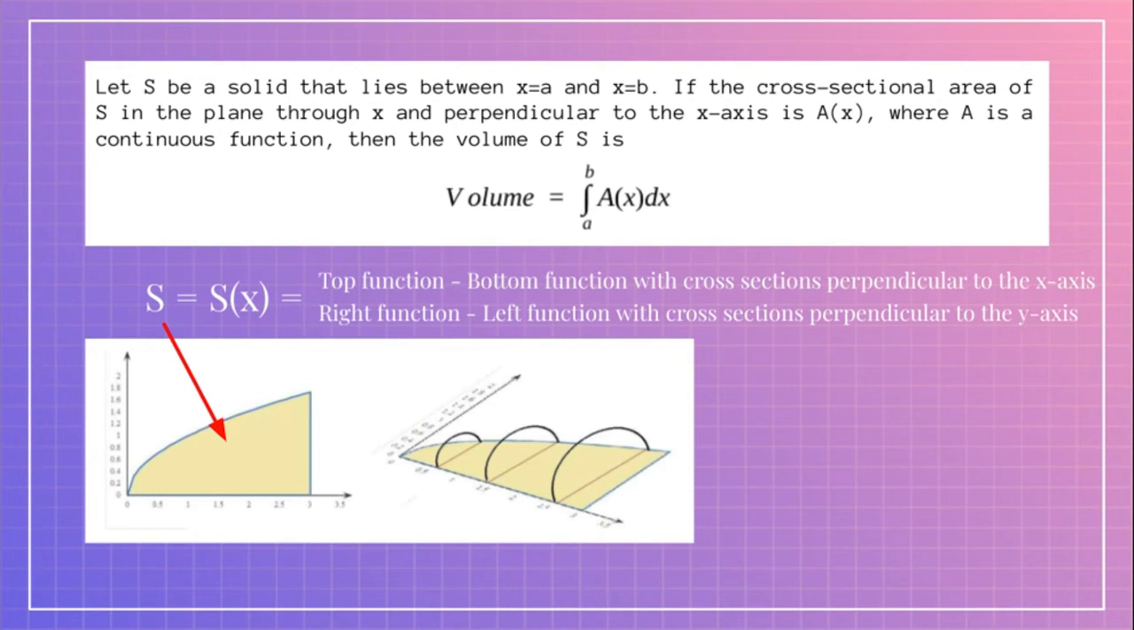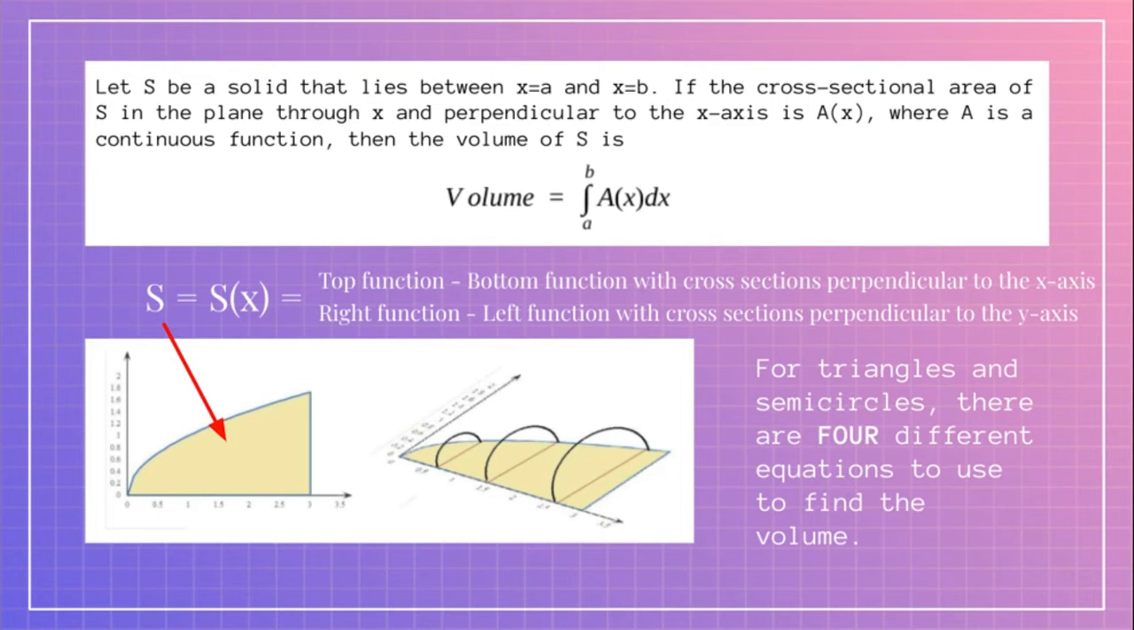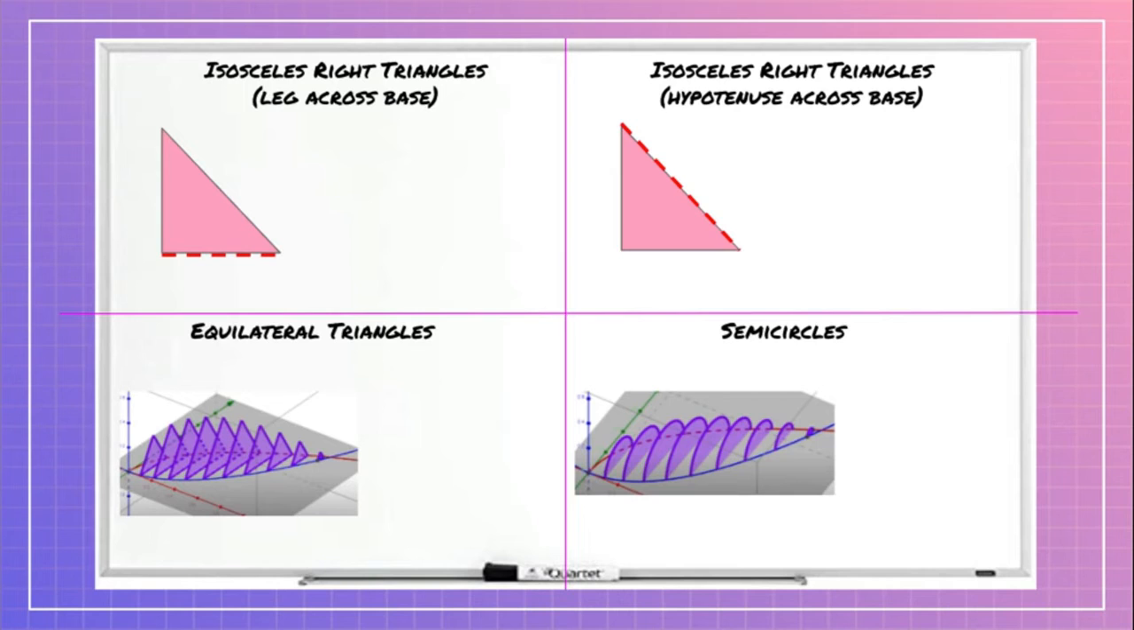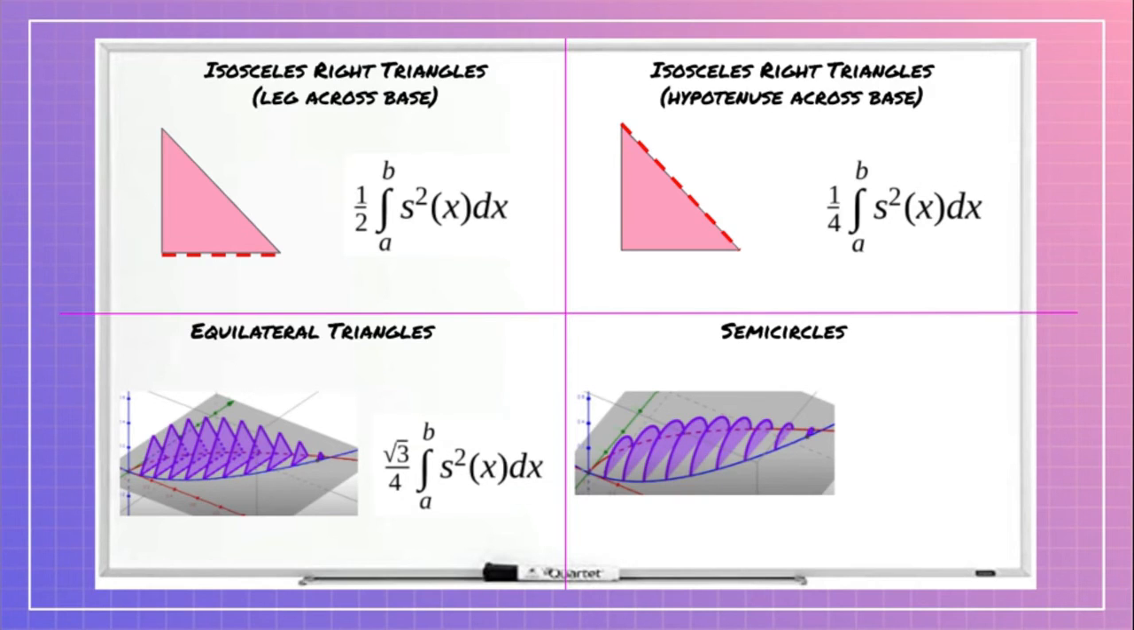Once we find S of x and the limits, we can plug it into the right integral to find the volume. For triangles and semicircles, there are 4 different equations to use to find the volume. From looking at all these equations, we can see that they are pretty much the same. You have the integral from a to b of S of x squared, dx, or dy. The differences are the constants in front of the integrals.